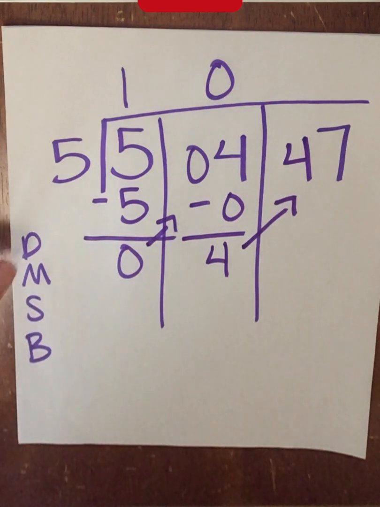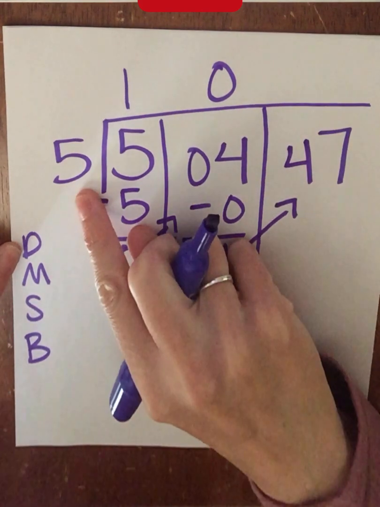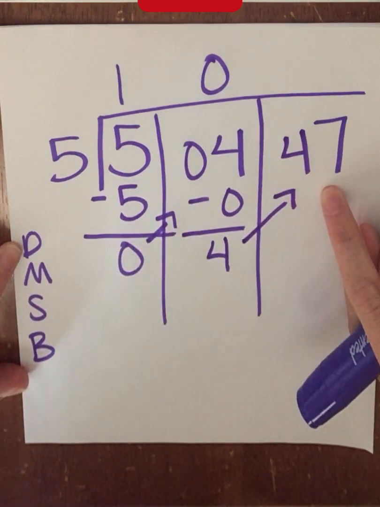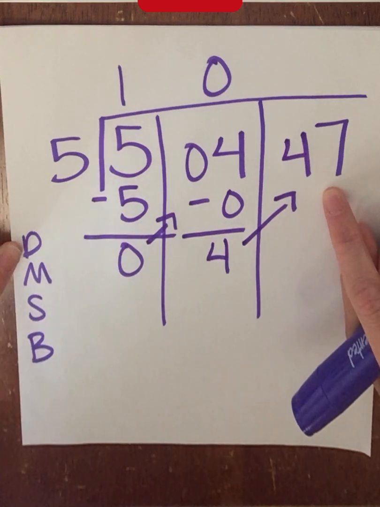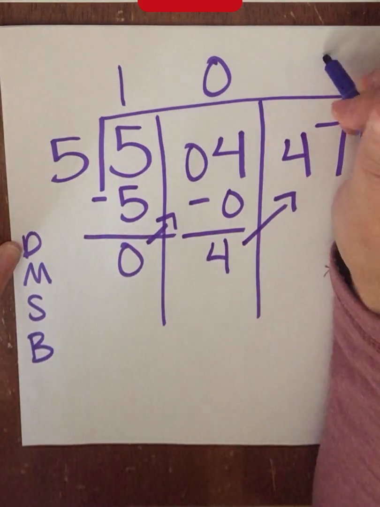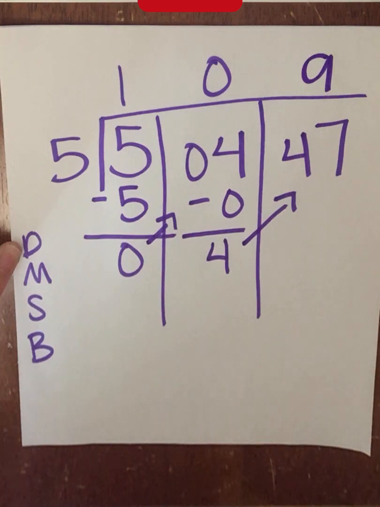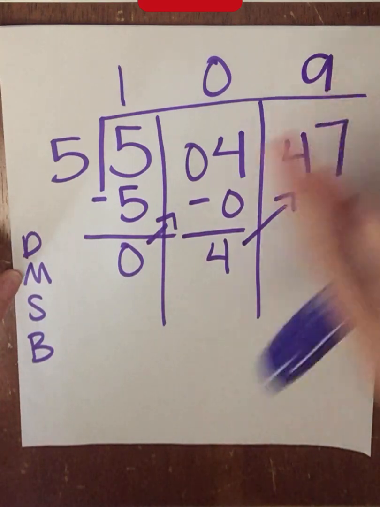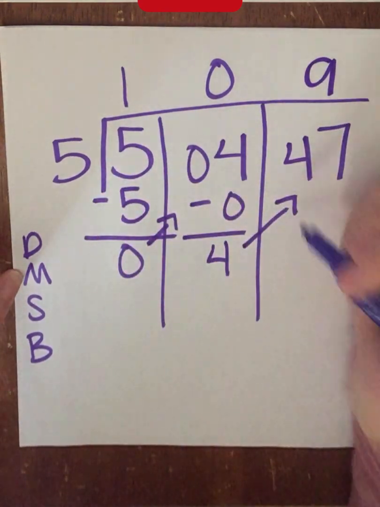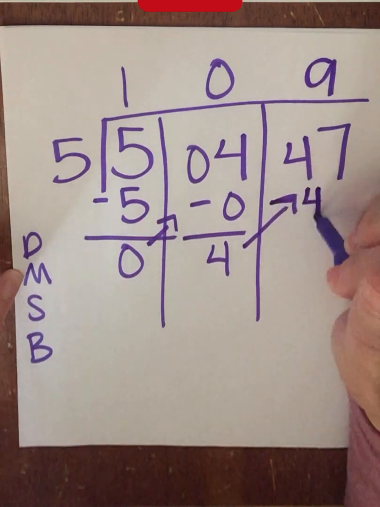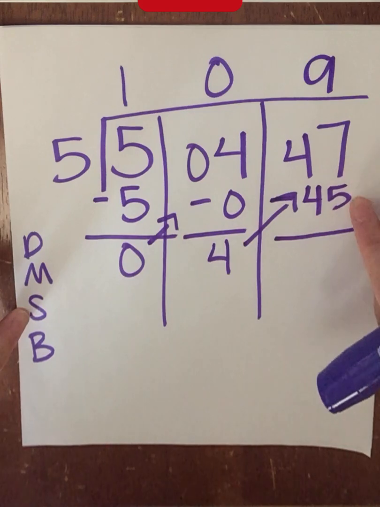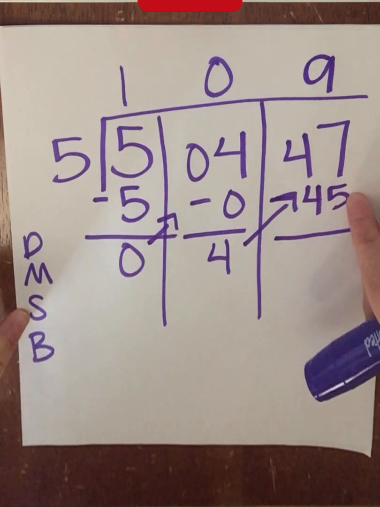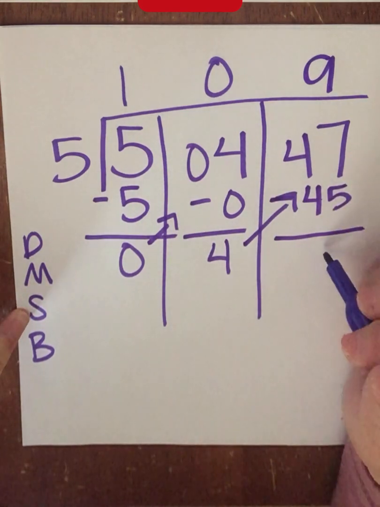Now I'm going to go back to the top and I'm going to divide, okay? If I look at 5 and the number 47, I know from my basic math facts that 5 times 9 is 45. So I'm going to be able to take 9 groups away from this 5. Now I'm going to multiply 9 times 5. 9 times 5 is 45. And I'm going to draw my subtraction sign here. Then I subtract 47 minus 45. 47 minus 45 is 2.